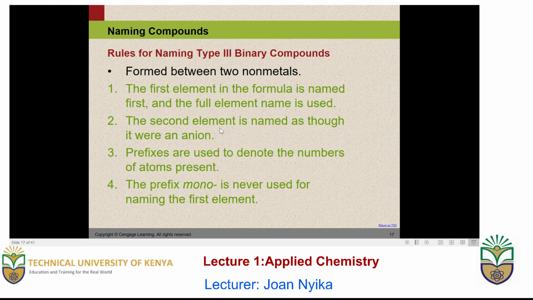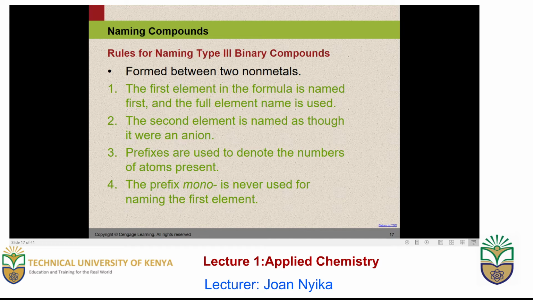Rule number 3 is that prefixes are used to denote the number of atoms present. For example, if there are 2, you use di. If there are 3, you use tri. The last rule is that the prefix mono is never used for naming the first element.